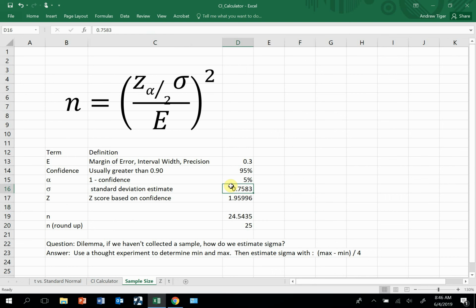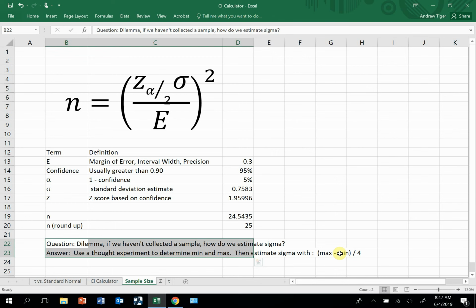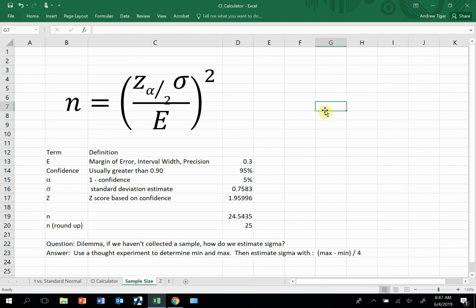If you don't have any data, how do you ballpark this? And it's not trivial. But you can do a thought experiment. You can do this by essentially saying, what would be the biggest value I would get? What is the smallest value I could get? And take that difference and divide by 4. So if I thought that my max miles per gallon that I'll ever get is 40, and my min miles per gallon, I said I'll get no less than 30.